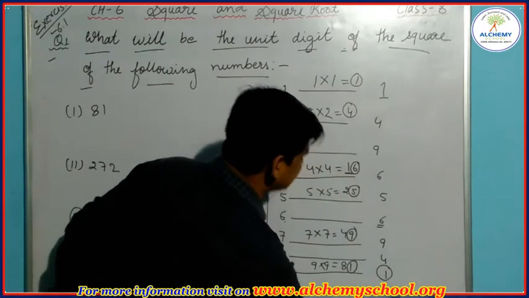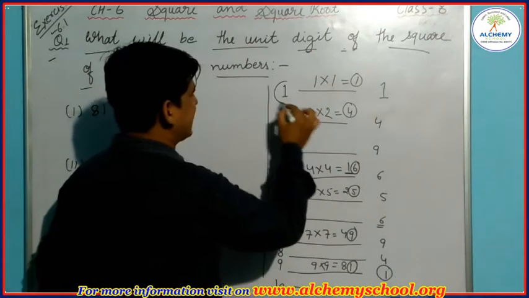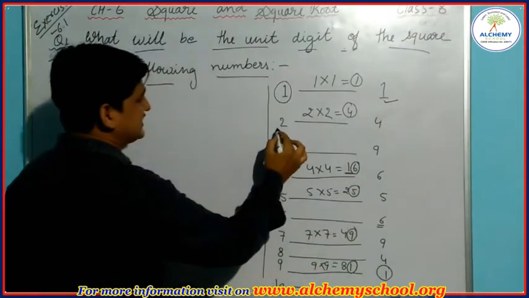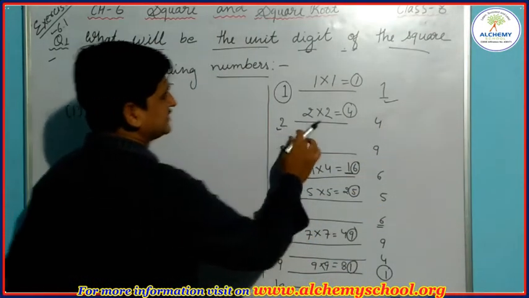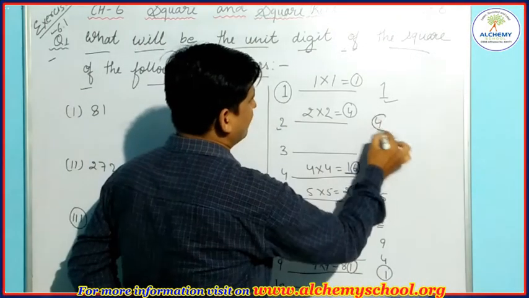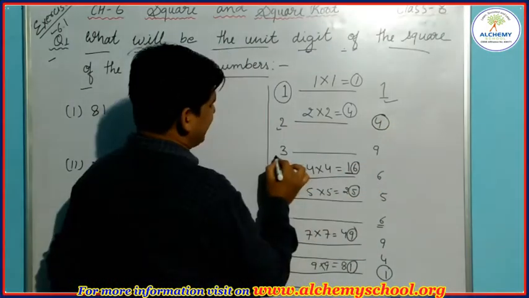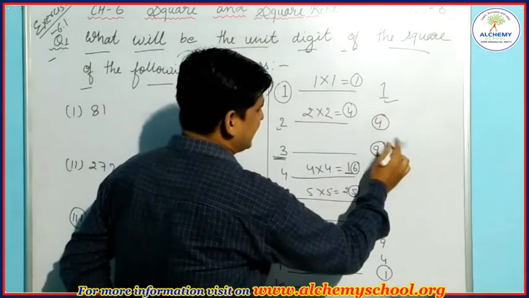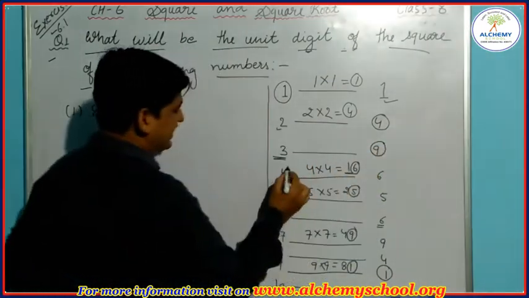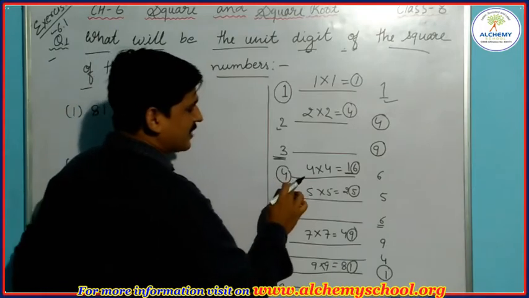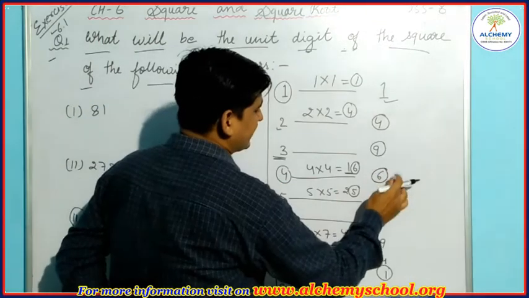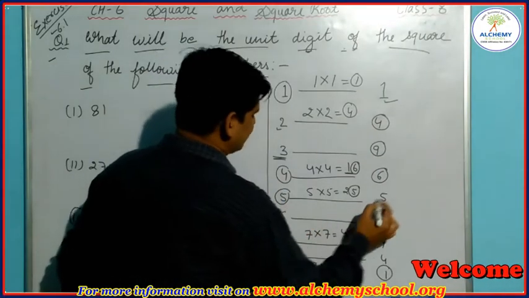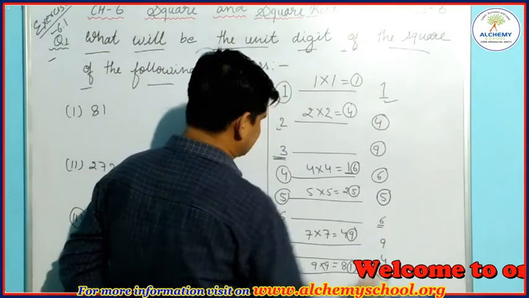So students, we can see if any number contains 1, its square also contains 1. If any number contains 2 on its unit place, the square of that number contains 4 on the unit place. If any number contains 3, the square of that number contains 9 on its unit place. If any number contains 4, the square contains 6 on its unit place. If any number contains 5, the square contains 5 on its unit place.